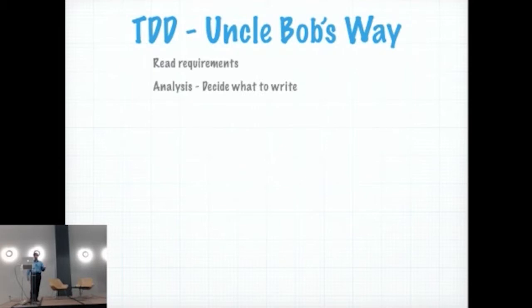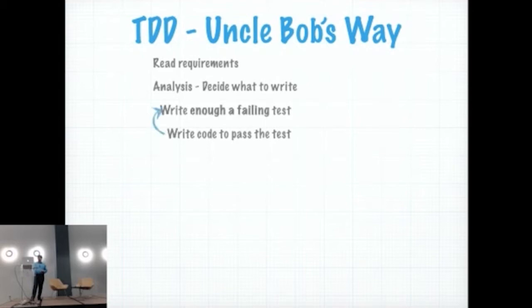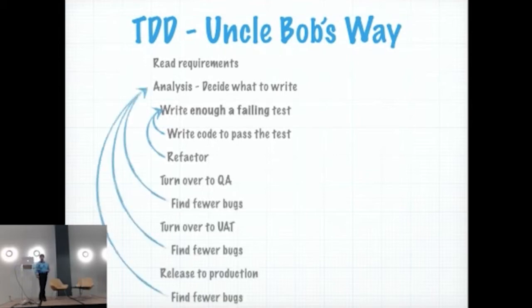The process with TDD, you read the requirements, do the analysis, write enough of a failing test, right? Write the code, make it pass, and there's your tight loop. Refactoring, there's another tight loop, right? So this is very short and fast. The rest of it goes like the rest, because we have no control over what QA does. We have no control over what UAT does or what happens in production.